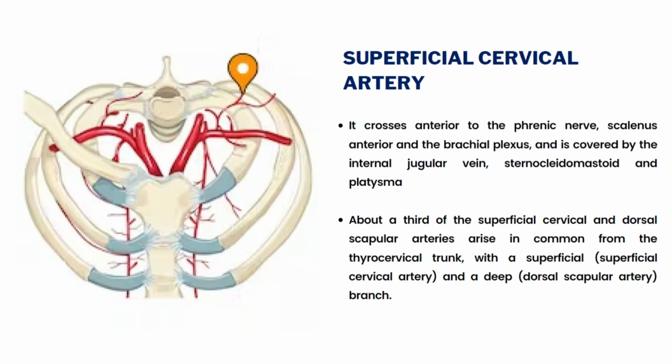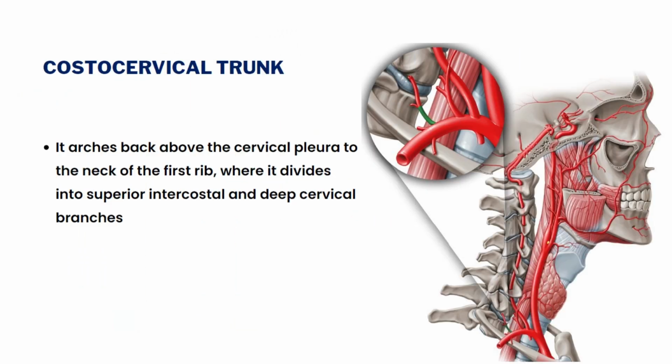Superficial cervical artery. It crosses anterior to the phrenic nerve, scalenus anterior, and brachial plexus, and is covered by the internal jugular vein, sternocleidomastoid, and platysma. It crosses the floor of the posterior triangle to reach the anterior margin of the levator scapulae, and ascends deep to the anterior part of the trapezius, which it supplies together with the adjoining muscles and cervical lymph nodes. It anastomoses with the superficial ramus descending branch of the occipital artery.